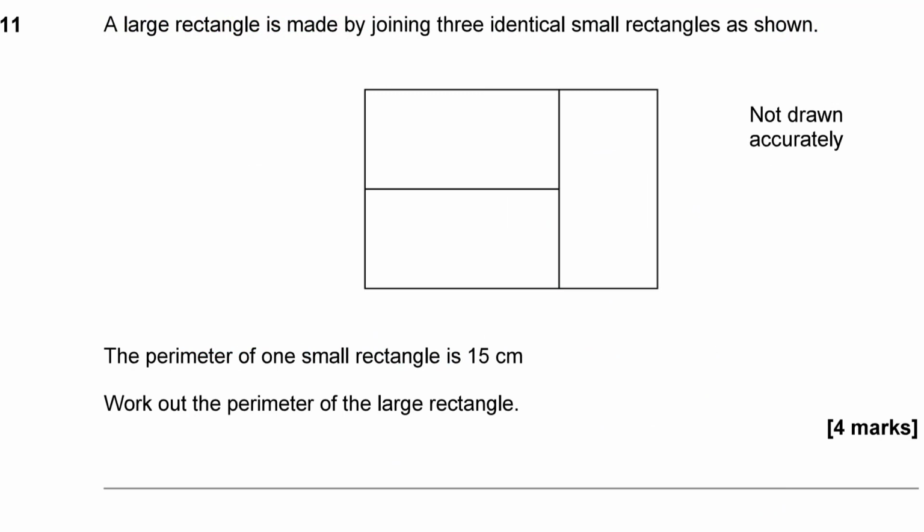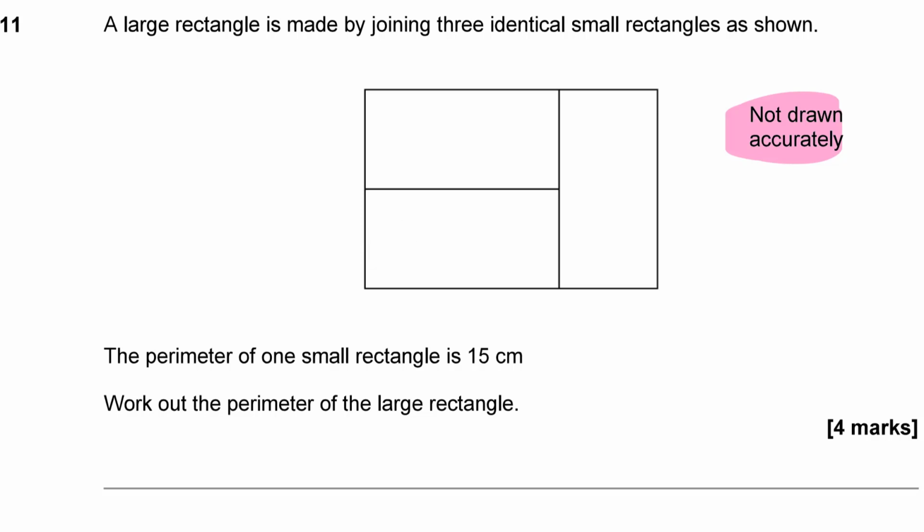Question 11. A large rectangle is made up by joining 3 identical small rectangles as shown. Now, it's not drawn accurately, so don't get your ruler out. We're told that the perimeter of one small rectangle is 15. Work out the perimeter of the large rectangle. This looks like a job for algebra.